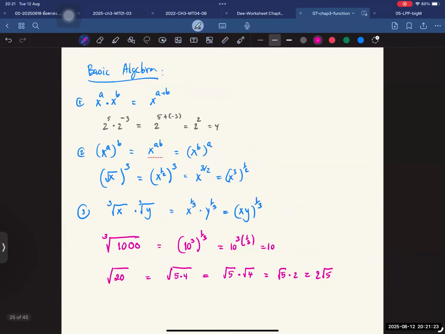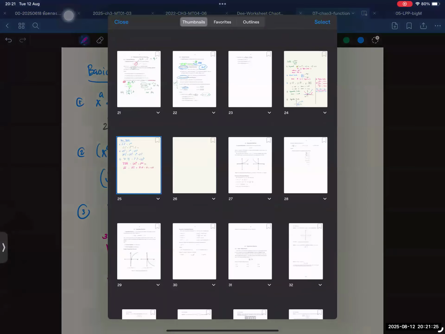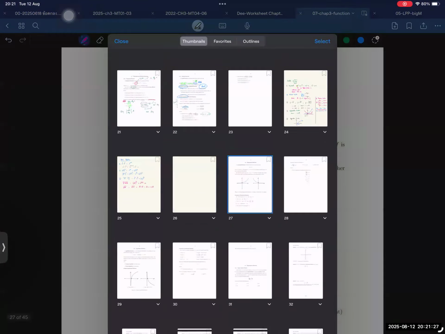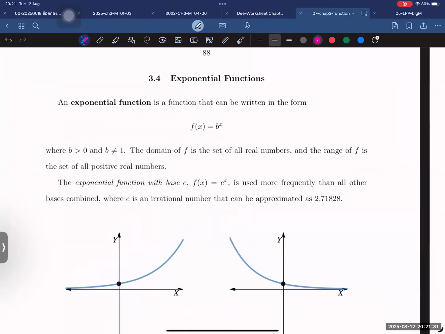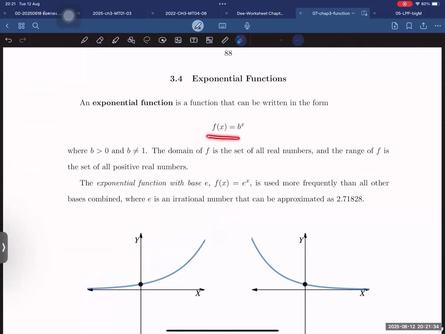All right, let's continue from what we left off last time. We had the exponential function. Okay, for the exponential, we're going to use a lot of algebra, like what we just reviewed. So sometimes we don't have the e, but we have any constant b to the power of x.